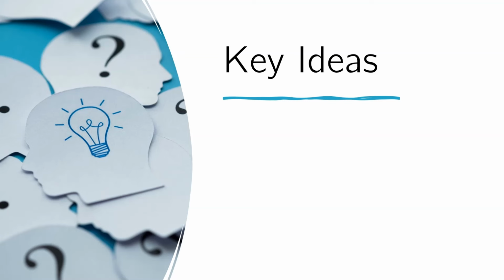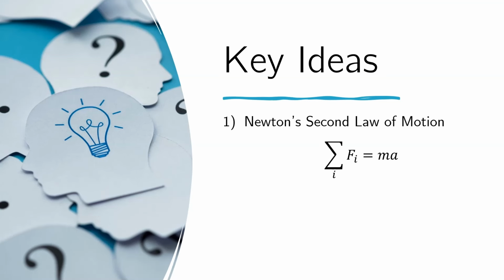Let's now review some key ideas that will be helpful in solving the problem. First is Newton's second law of motion. It says that the sum of all forces acting on a body is equal to the mass of the body times the acceleration of the body. In the problem, we were given forces and masses. So it might be helpful if we assume some form of acceleration in the solution of the problem.